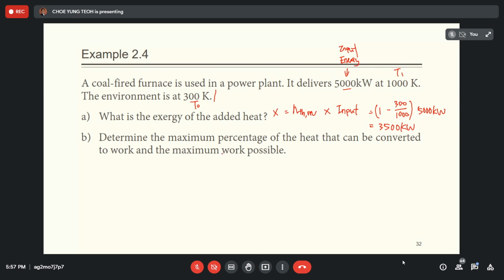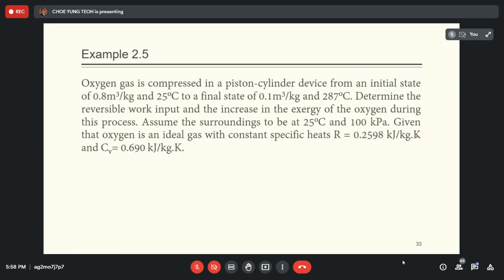Then determine the maximum percentage of the heat that can be converted to work. The maximum possible work percentage should be this efficiency. So only 70% of the heat can be converted to work. Maximum possible is only 70. And then the maximum work possible, the Q max should be equal to the exergy, 3,500 kilowatt. Okay, so exergy will be equivalent to the maximum work possible. We calculate from the initial state until the dead state, or the environmental state. Okay, this question is very simple.